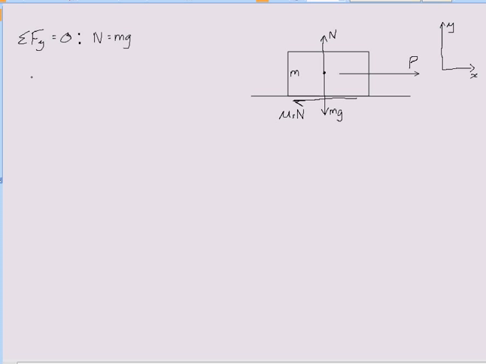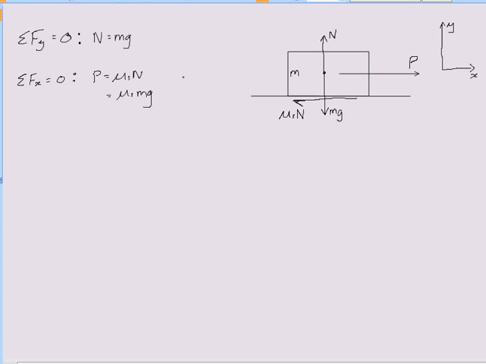And now let's try and analyze what happens in the x direction. Well, assuming that the block doesn't move, that means that the sum of your forces in the x direction is going to be equal to 0 too. Which implies that P, in this particular case, is going to be equal to mu_s N. Or if we like, we can rewrite that as mu_s mg in this particular example.